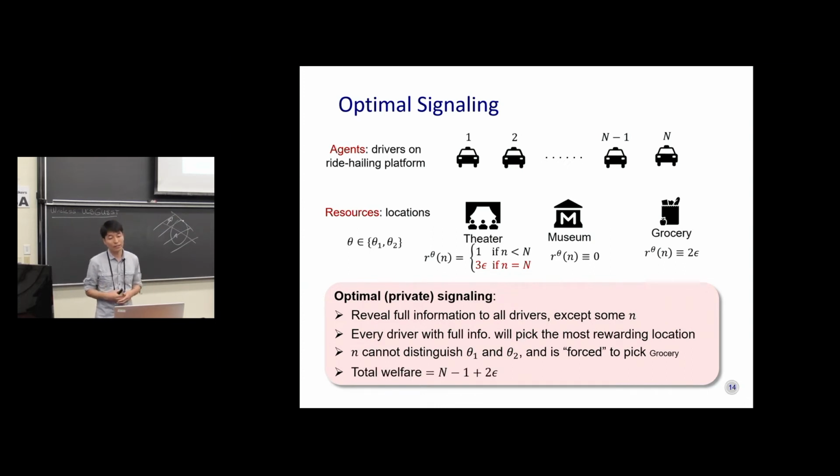And it turns out that in this case, their total welfare is n-1 plus 2 epsilon, because those n-1 people who have the full information would enjoy the reward 1.